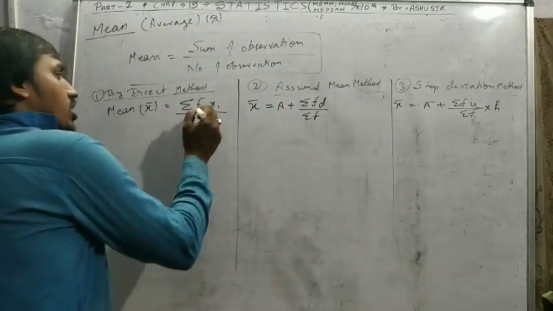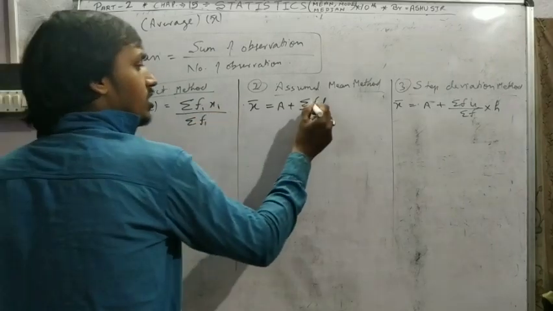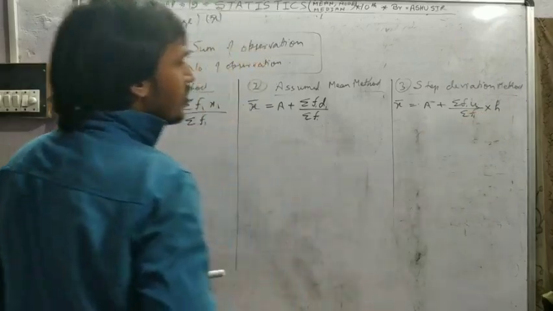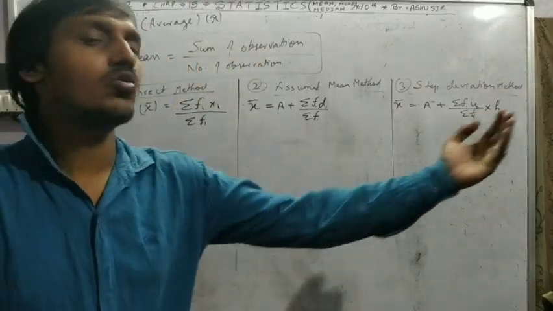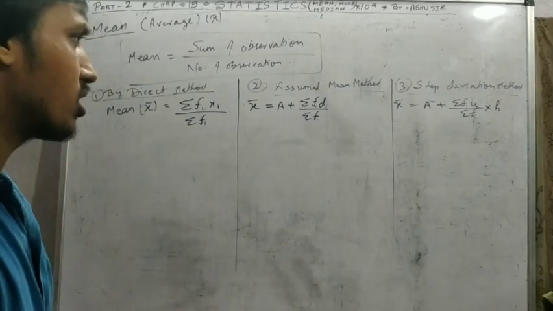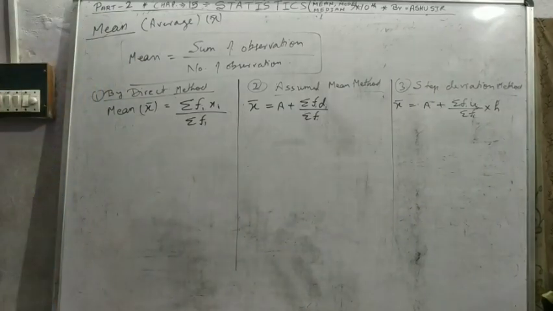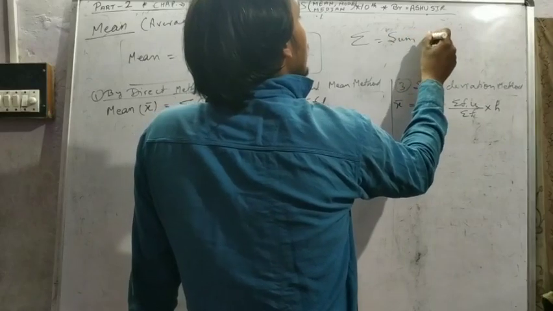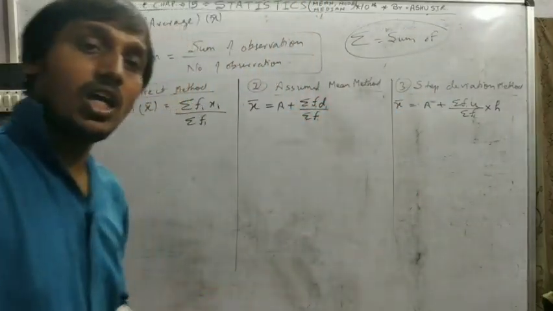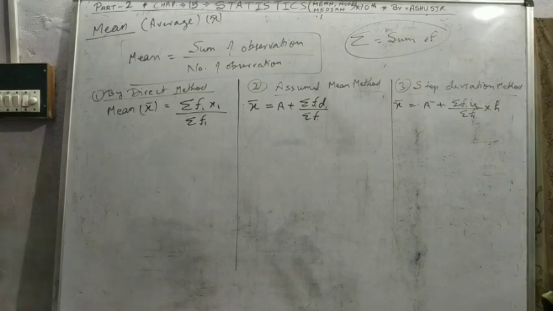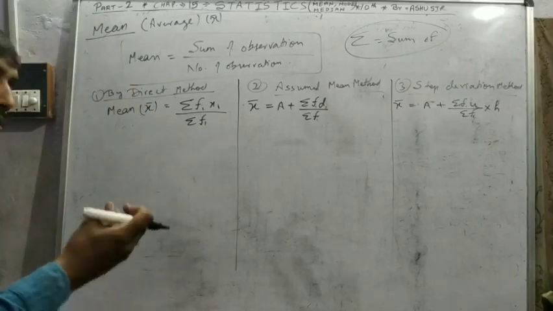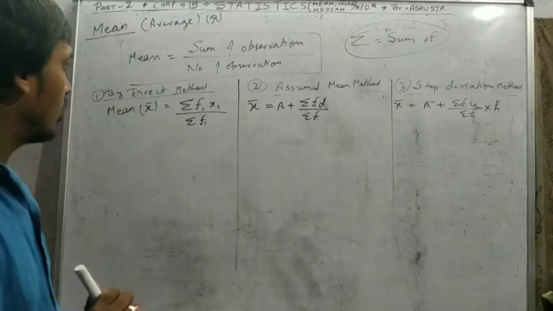In your book there is only i written. You can ignore this, because it only means going from 1 to all integers, all values, denoted by i. Fi means all frequencies, and this sigma means the sum of. So first we explain all these things. We take a small table to find the mean using all three methods.